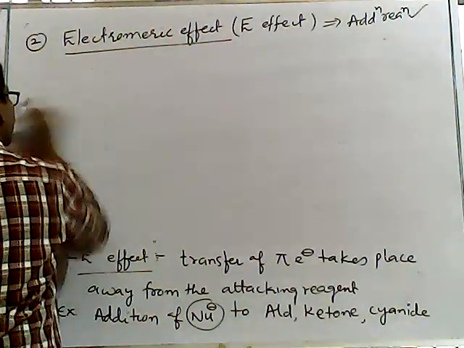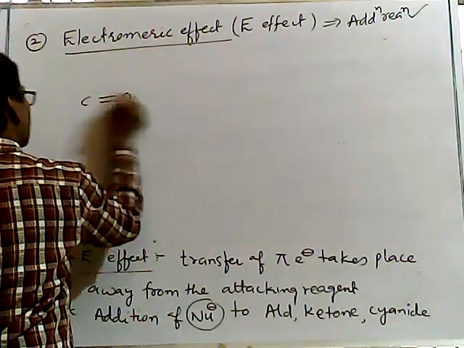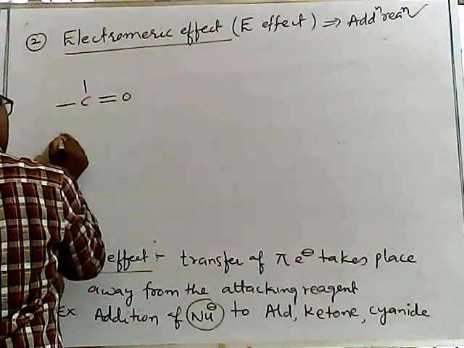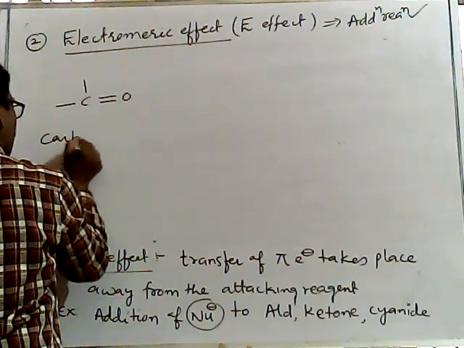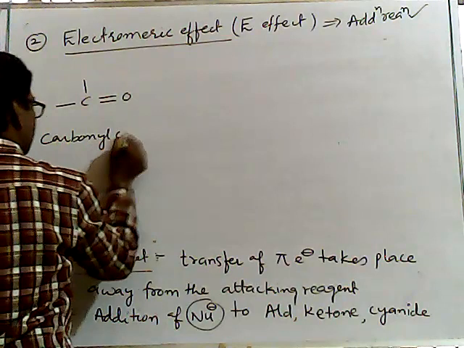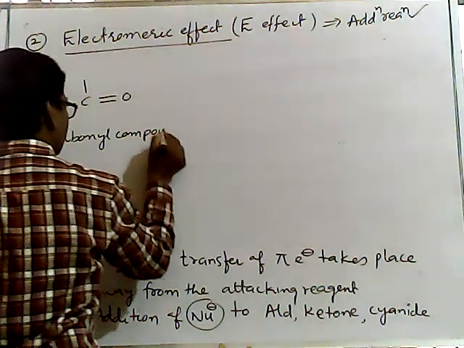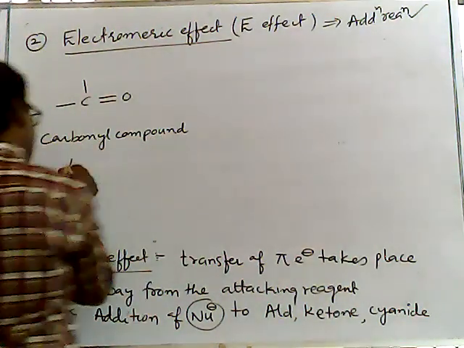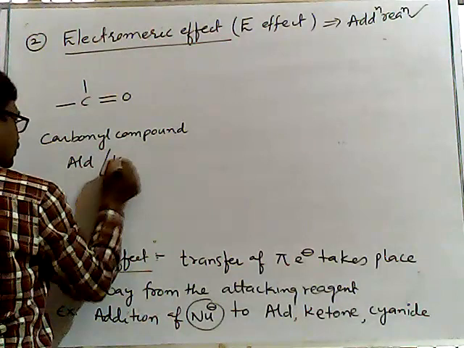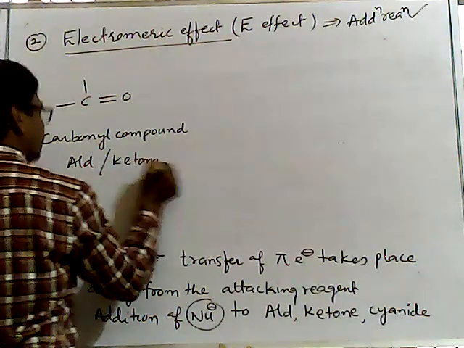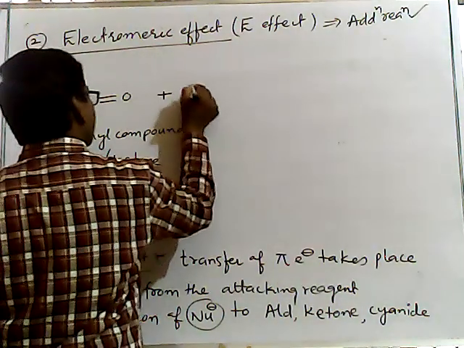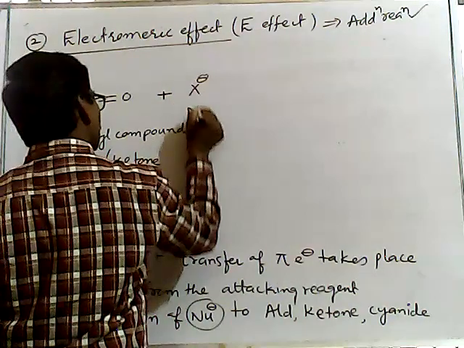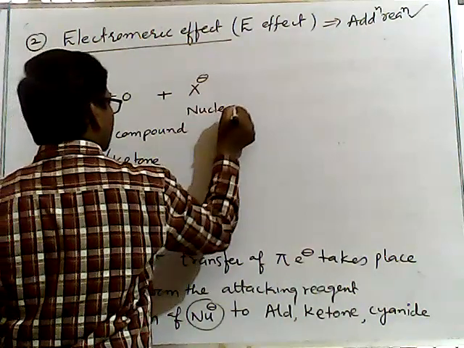See here, C double bond O, like I am writing. This is an aldehyde or ketone, we can say a carbonyl compound. It may be an aldehyde or ketone. Here I am writing X minus. X minus is nothing but a nucleophile.